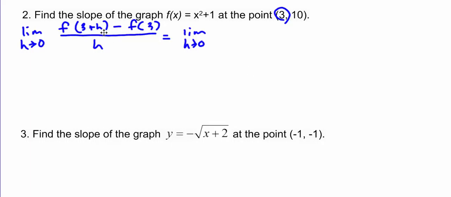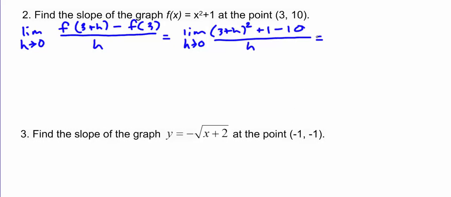But when we do the f of 3 plus h, that would be 3 plus h quantity squared plus 1. And then we do minus f of 3. Well, we already know f of 3. It was given to us. F of 3 is 10. And then that whole thing, of course, is still divided by h.